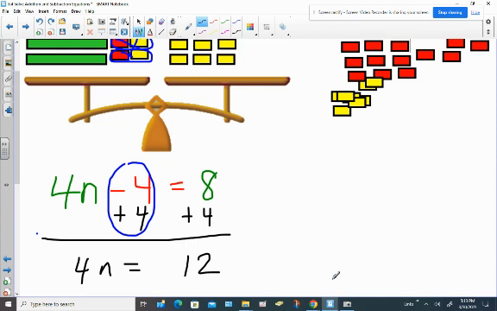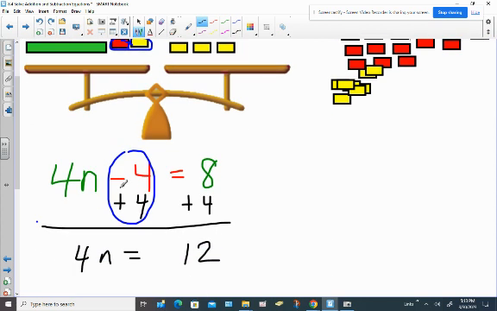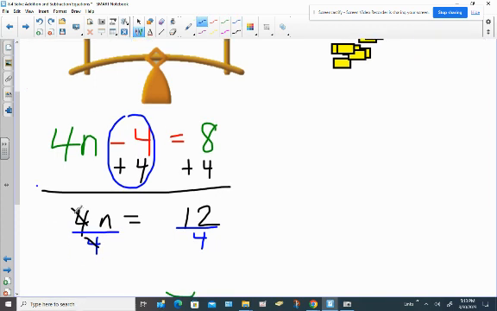All right, so now what's the next step? So knowing that this is gone, what's the next step? It's to ask yourself, what's the opposite of multiplying a variable by 4? And it would be to divide it by 4. This would cancel out, or it would equal 1 is probably a better way to say that. 1 times n is n. And what is 12 divided by 4? Well, it would be 3.